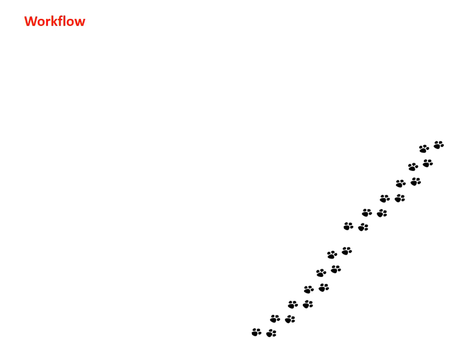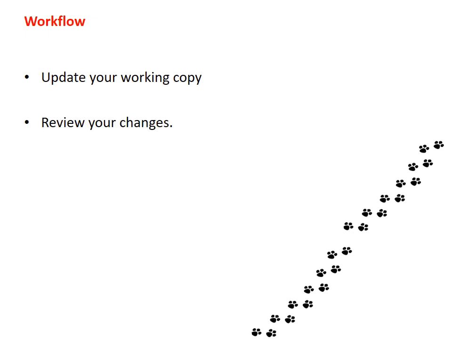Version control workflow. The first step in the workflow is to update your working copy from the repository. Through the svn update command, you can update your working copy. Sometimes you need to add, remove, copy and move files and directories. The second step is to review your changes. We can use the svn status and svn diff commands to know the status and the difference between the working copy and your repository.